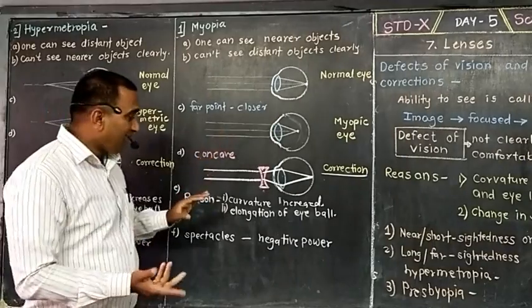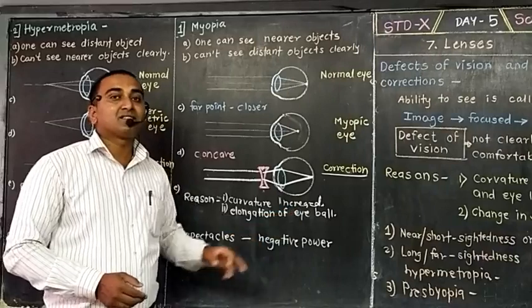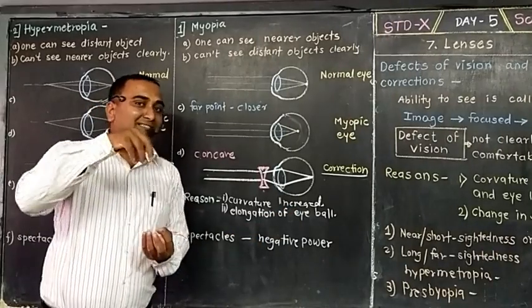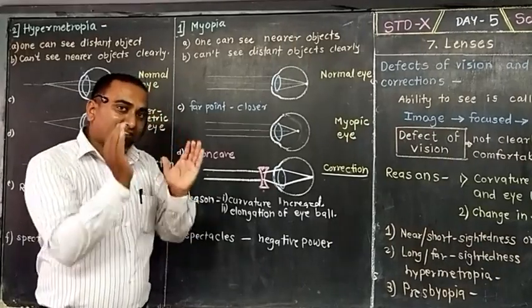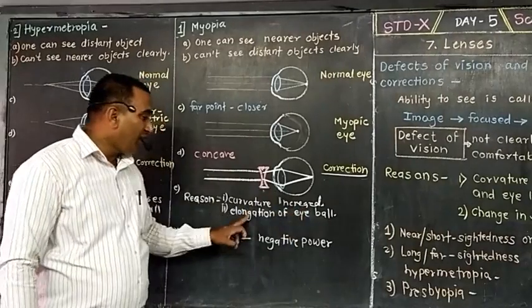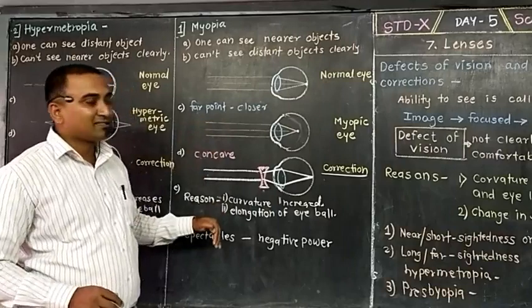What is the reason behind this? Curvature has increased because the ciliary muscles are not getting relaxation. They are keeping some pressure on the lens and the curvature increases. Or, because of some illness, elongation of the eyeball is the reason.